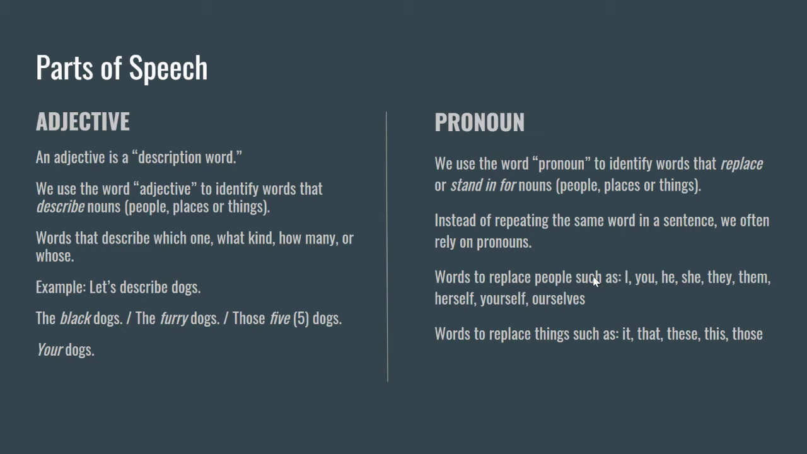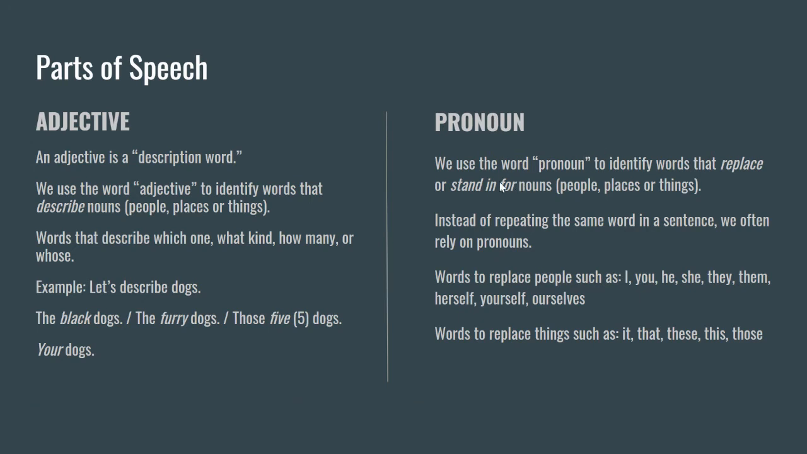These are all examples of words we use to replace people rather than simply restating someone's name over and over and over again. We can use words to replace things such as it, that, these, this, those, right? Once you ask for the pen, you don't want to keep on saying pen, you could say pass it to me. It replaces the word pen. So that's the world of pronouns.